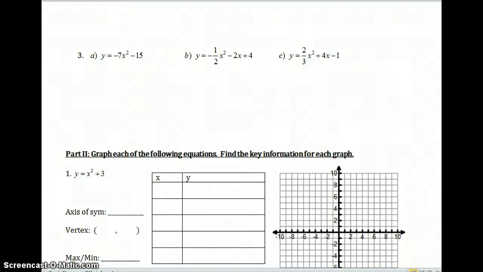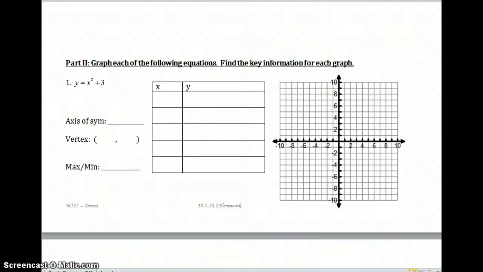Hello class. Today you should have just gone over the homework from Friday night on how to find information on graphing quadratics. Today we're going to focus a little bit more on the graphing. I know we talked about it briefly on Friday, but we're going to get a little bit more in depth today. So hopefully you have this packet on your desk by now. And let's go over a couple things.